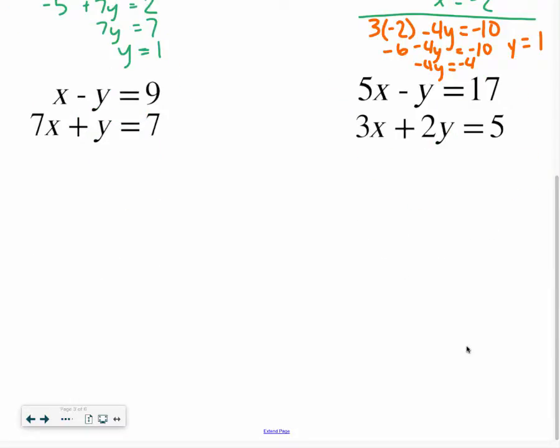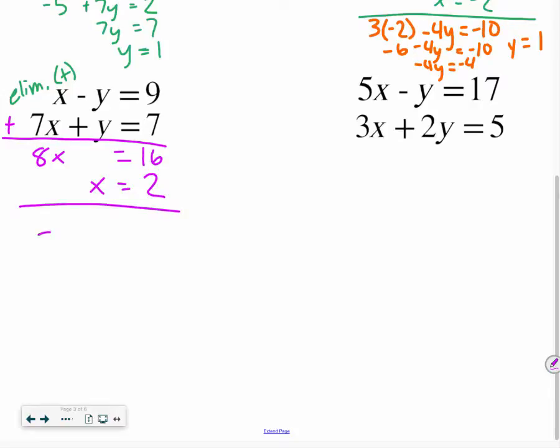So this next one in the bottom left-hand corner, we have x minus y equals 9 and 7x plus y equals 7. I see that I have my two y's that are already set up to cancel if I use elimination, and I just add them. So that's what I'm going to do. I'm going to add these two equations together. I have 8x equals 16, or x equals 2. And then I have 2 minus y equals 9, negative y equals 7, y equals negative 7. So my answer ends up being 2, negative 7.